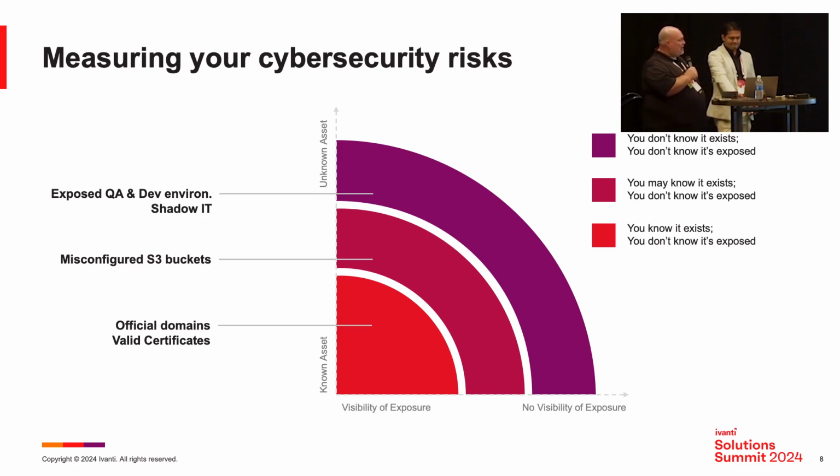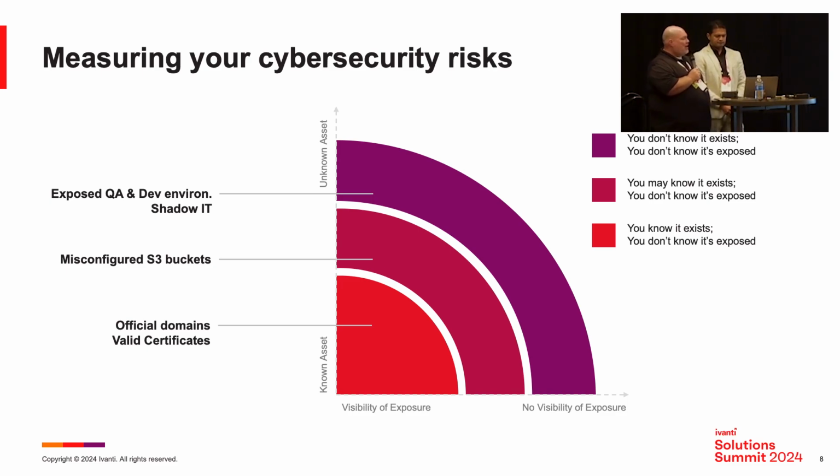Moving out into the second ring, you start looking at things that you may know exist, but you don't know are necessarily exposed. Those could be S3 buckets. Obviously you're aware that you're using S3, but you may not be aware that somebody accidentally messed up a configuration, and now the S3 bucket is publicly available. This was actually the attack vector a few years back in a big financial institution situation: misconfigured S3 buckets.